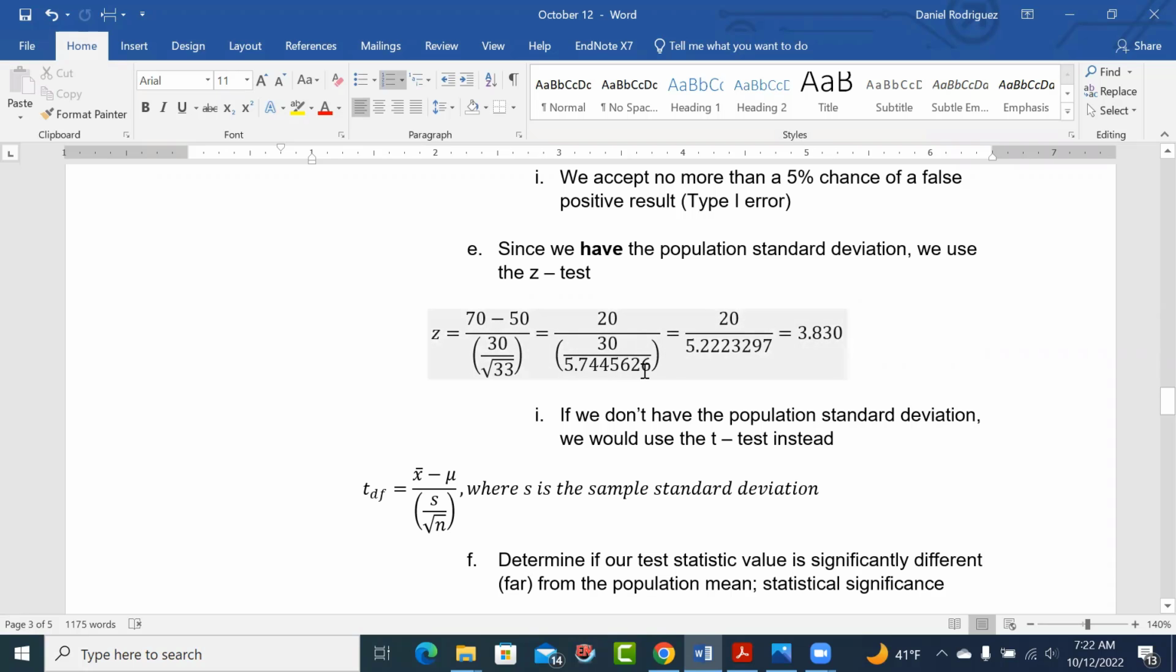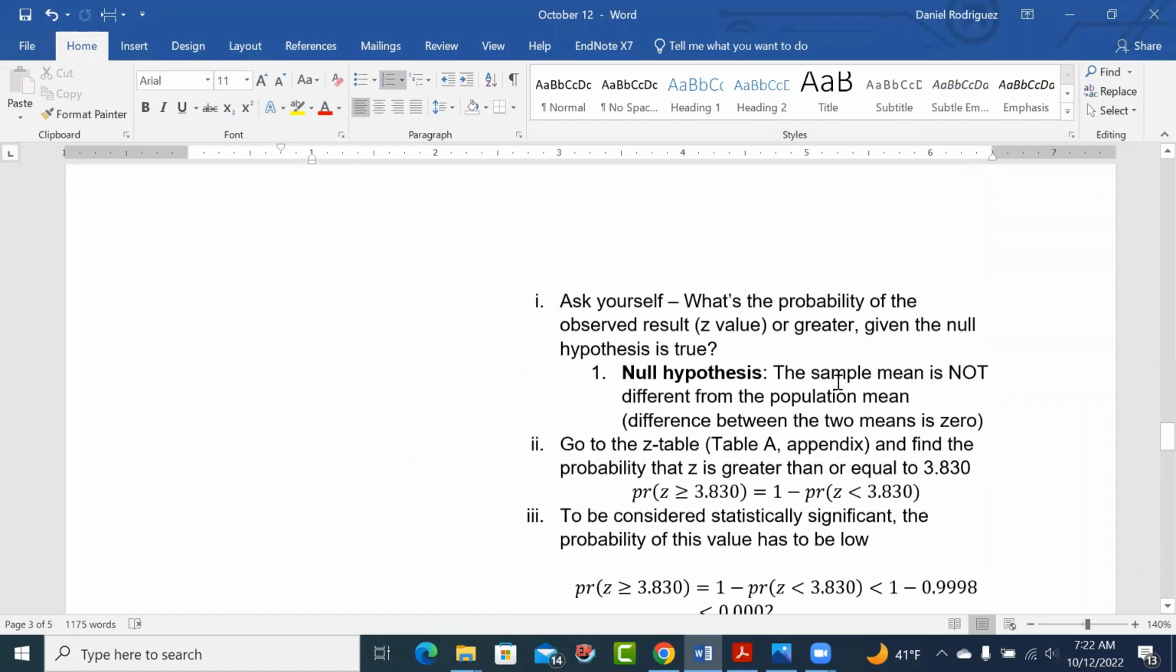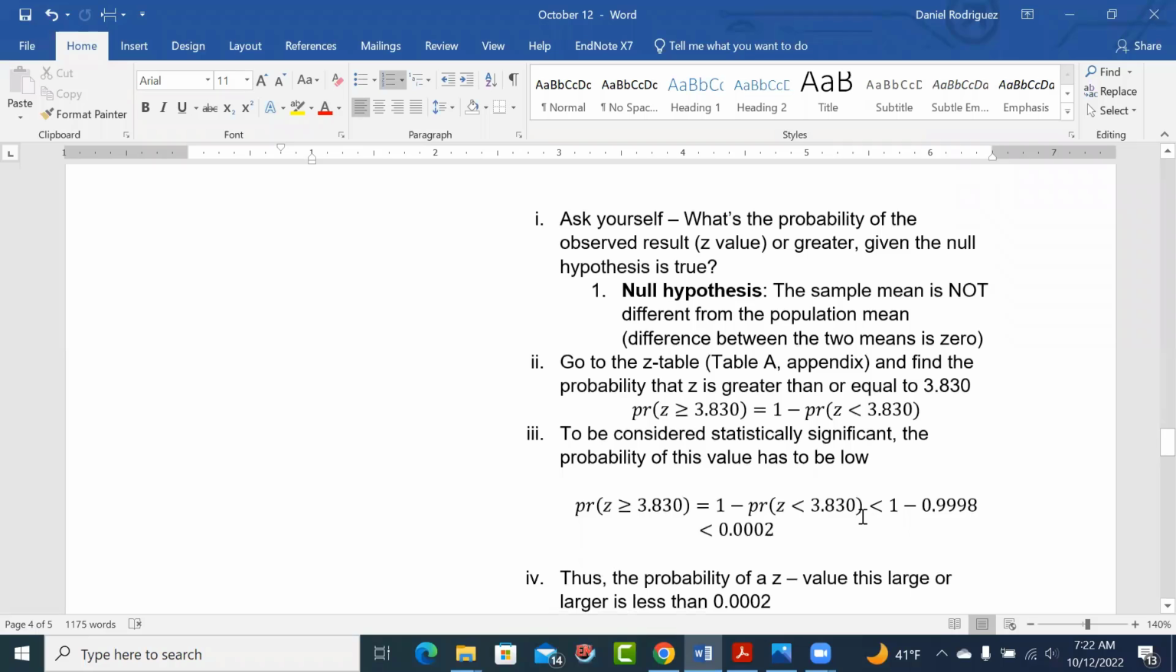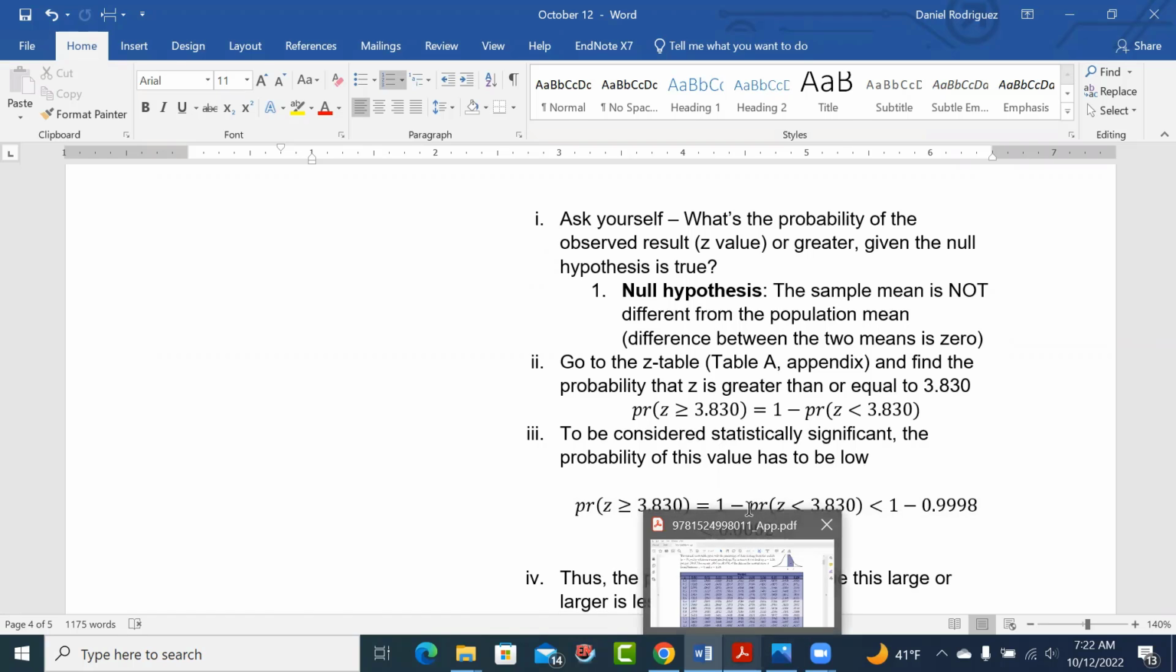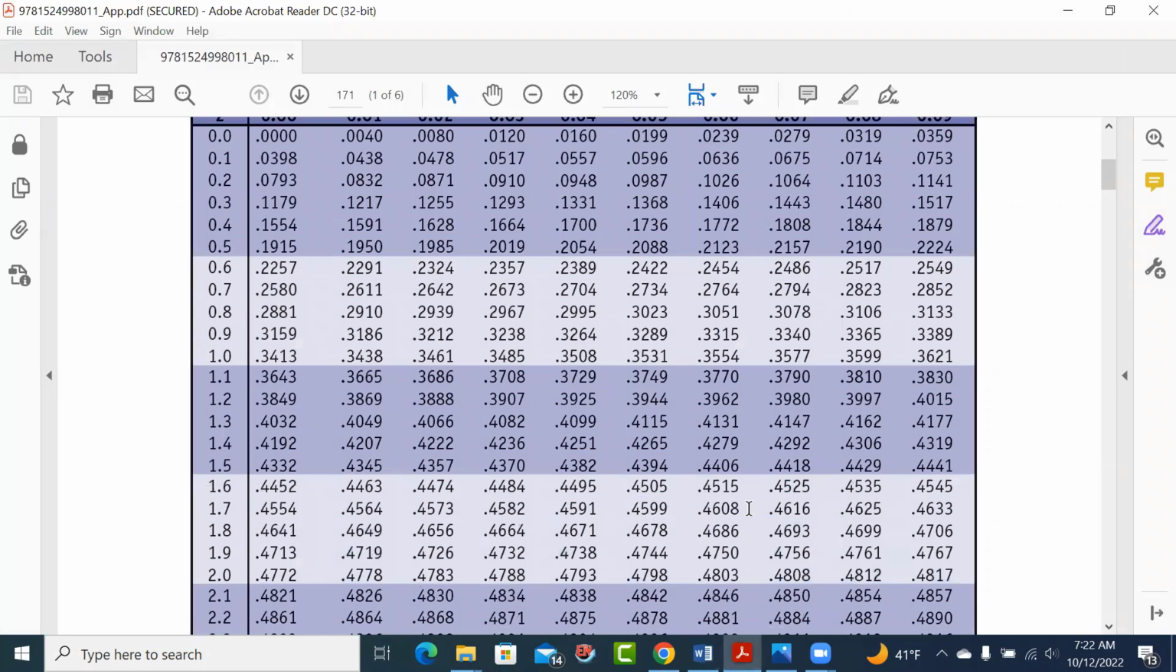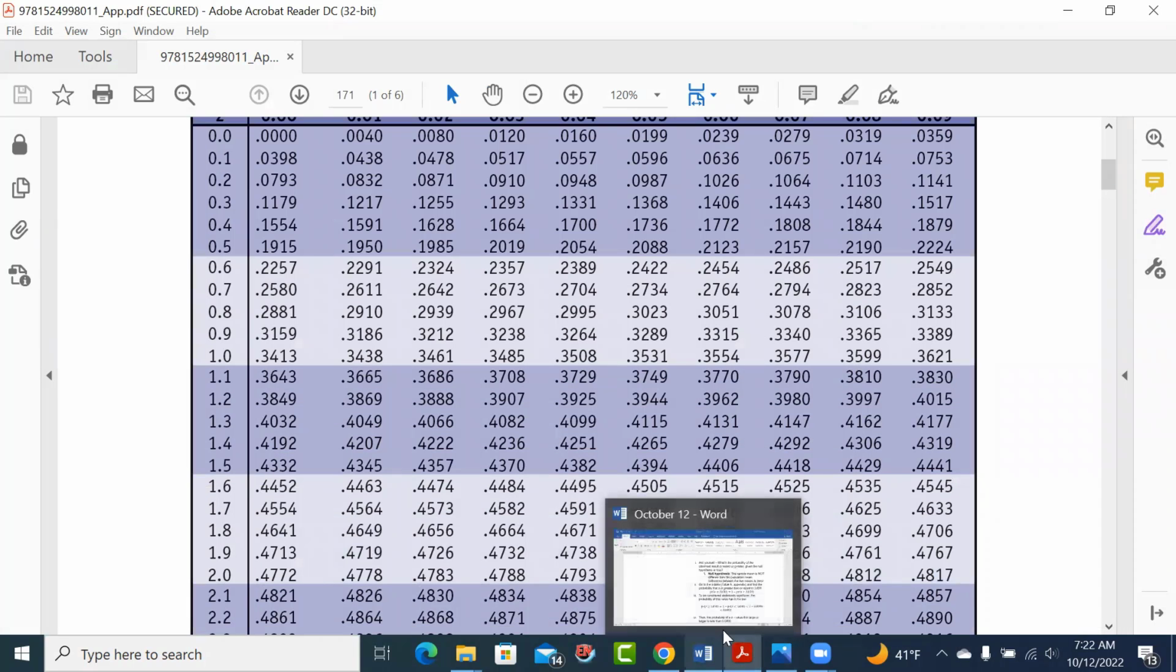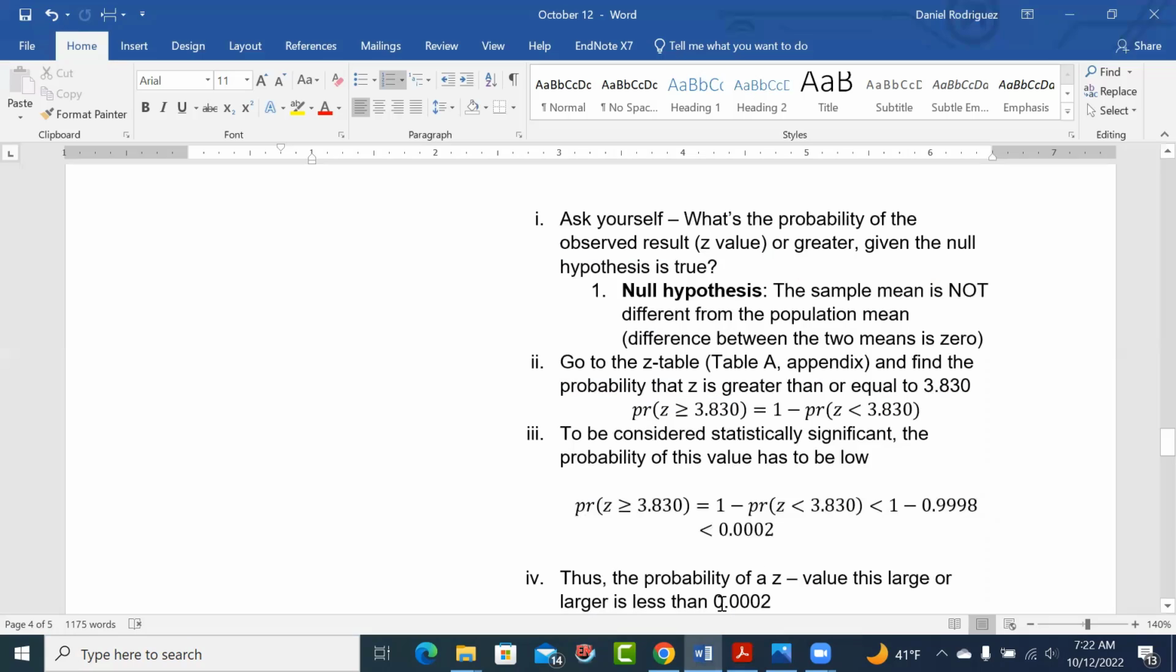This, by the way, is our standard error, right? This is our definition of a standard error. We do our calculation, we get 3.830. So we want to find what's the probability of a value that large or larger. So let's do it. Let's go to our table. And here it is. So we said 3.830.